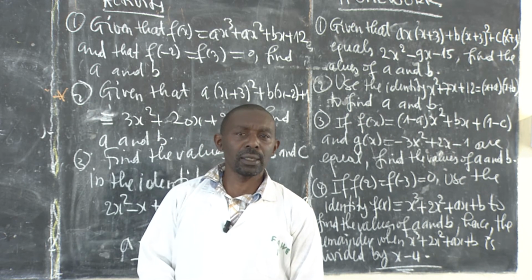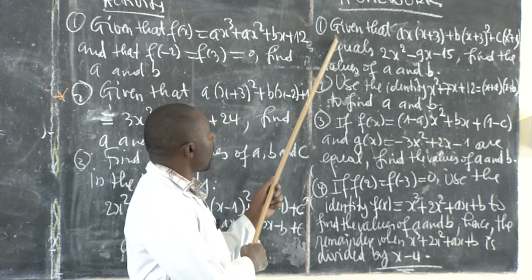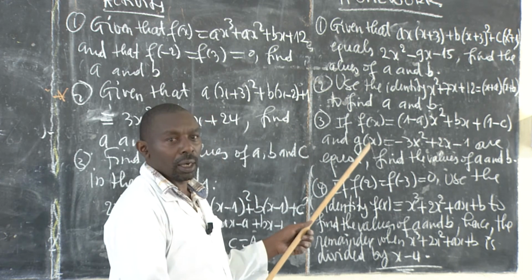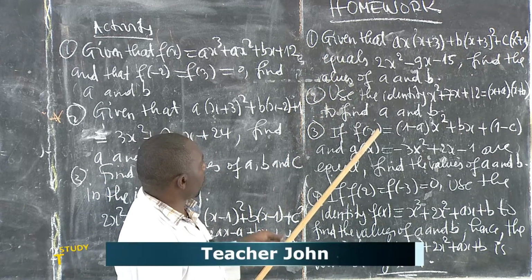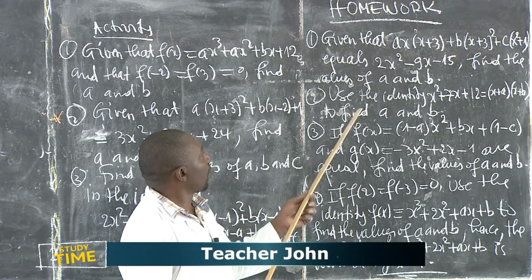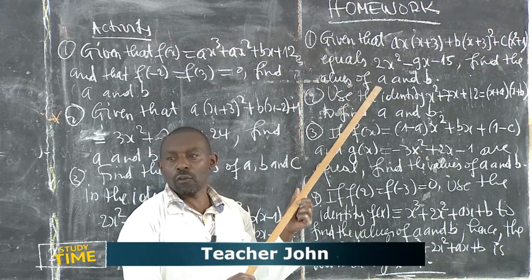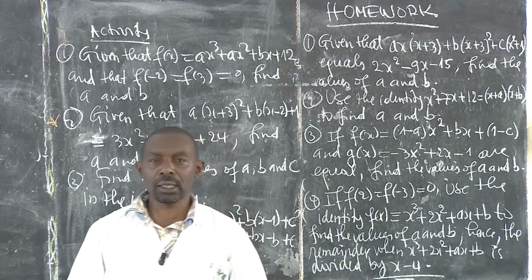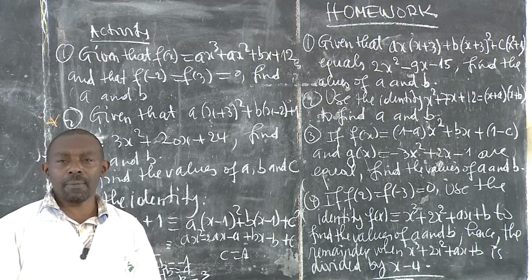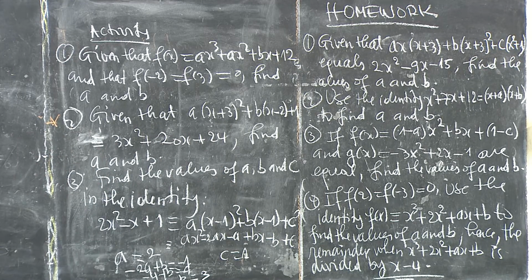This is reserved for your auto-evaluation. Are you together? Here you have a homework. Observe this homework. It is very simple. In each case, you find the values of a and b. Thank you very much. Thank you for today. Keep doing mathematics. I wish you all the best.